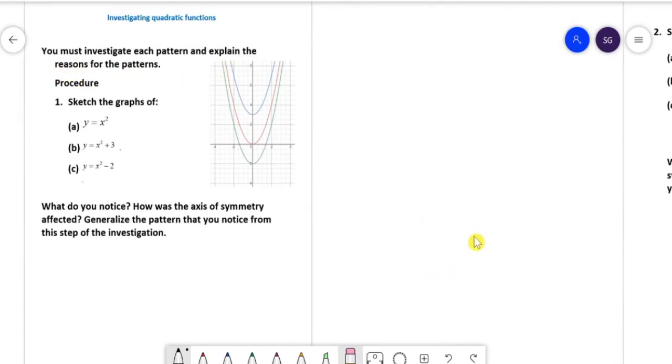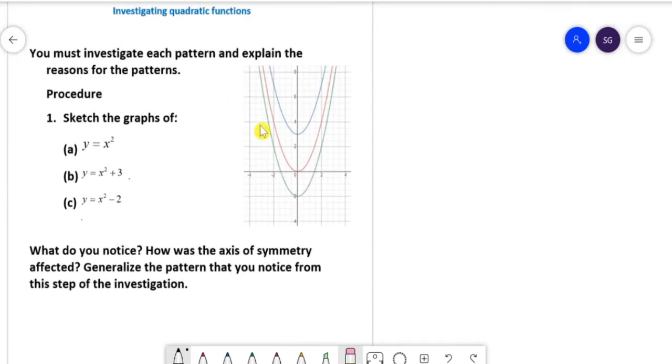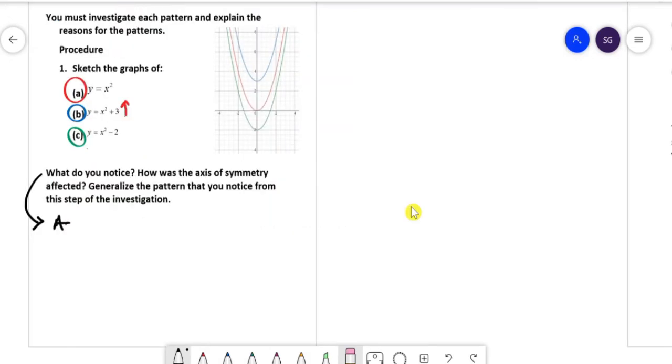To save time, I've already used Desmos and graphed the 3 functions here. First one is y is equal to x squared, and you can see that this is the red graph. Then we have y is equal to x squared plus 3. That is shifted 3 units upwards. That's our blue graph here. The next one is x squared minus 2. So the original graph x squared is now translated 2 units down, and hence the green graph is this. What we notice is that when we add or subtract from the output of the function, what do you mean by output again? y or f of x.